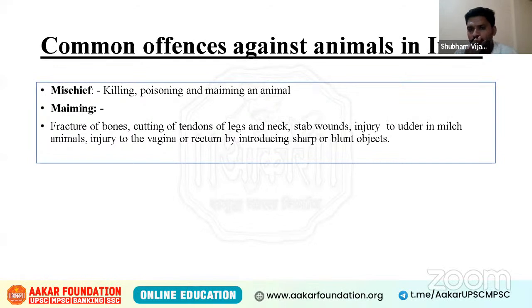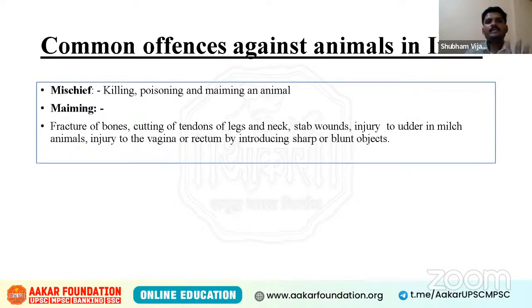Maiming means it doesn't cause death, but it will cause severe injury and pain to the animals. In maiming, fracture of bones will happen, cutting of tendons of leg and neck, stab wounds, and even injury to udders, especially in milch animals. Injury to the vagina and rectum will be done so that the animal later on should not conceive. These activities are carried out by humans only, meaning they are malicious or intentionally performed.